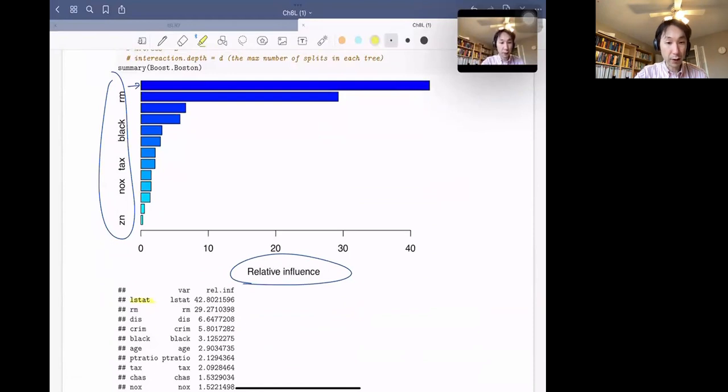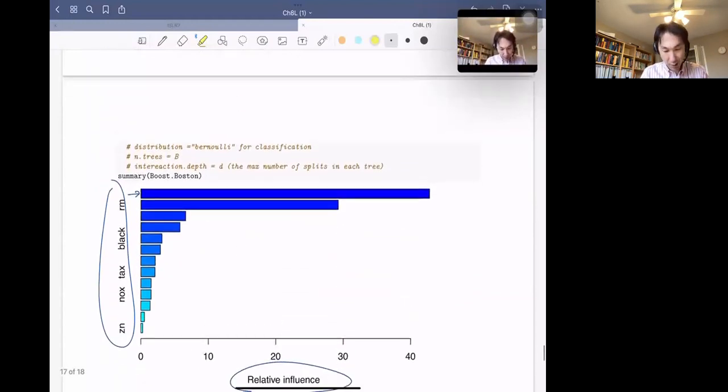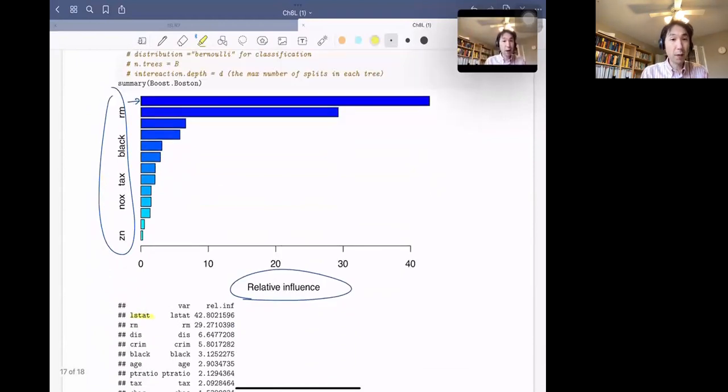LSTAT is actually the lower status of the population, so the percentage of lower status of the population. So that determines house price. That is almost obvious. And the next one is RM. RM is the average number of rooms per dwelling. So of course, larger houses, then higher price. So it's reasonable and so on. So these two variables seem the most important.